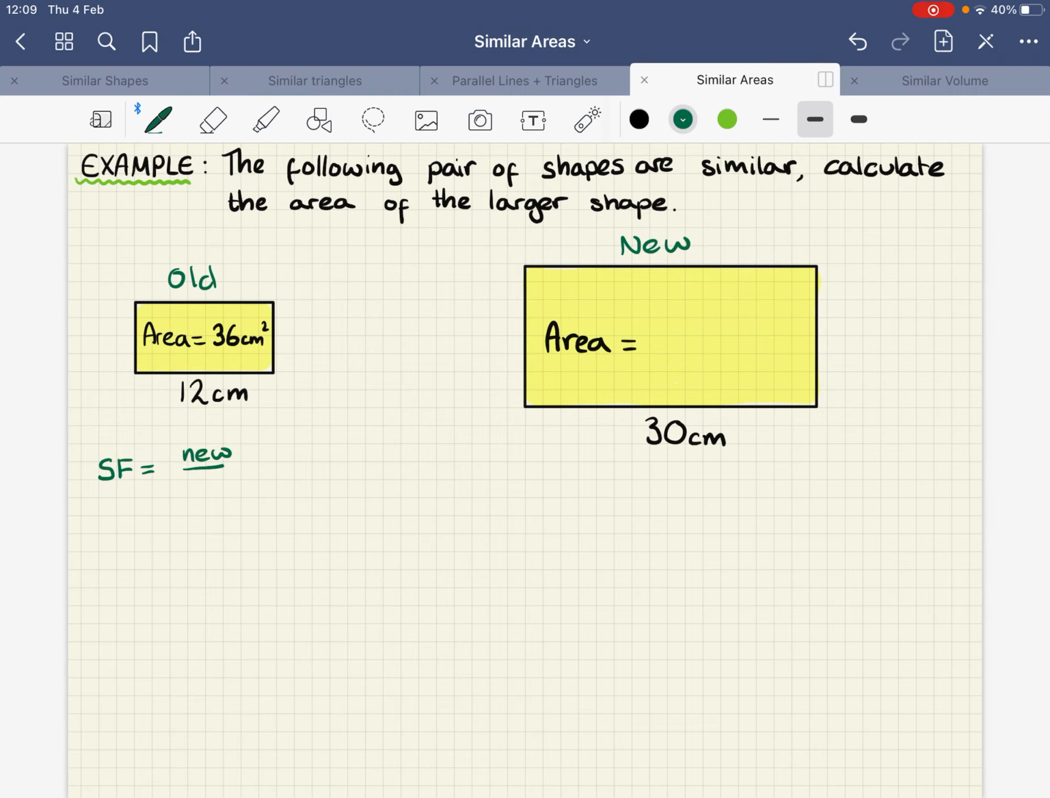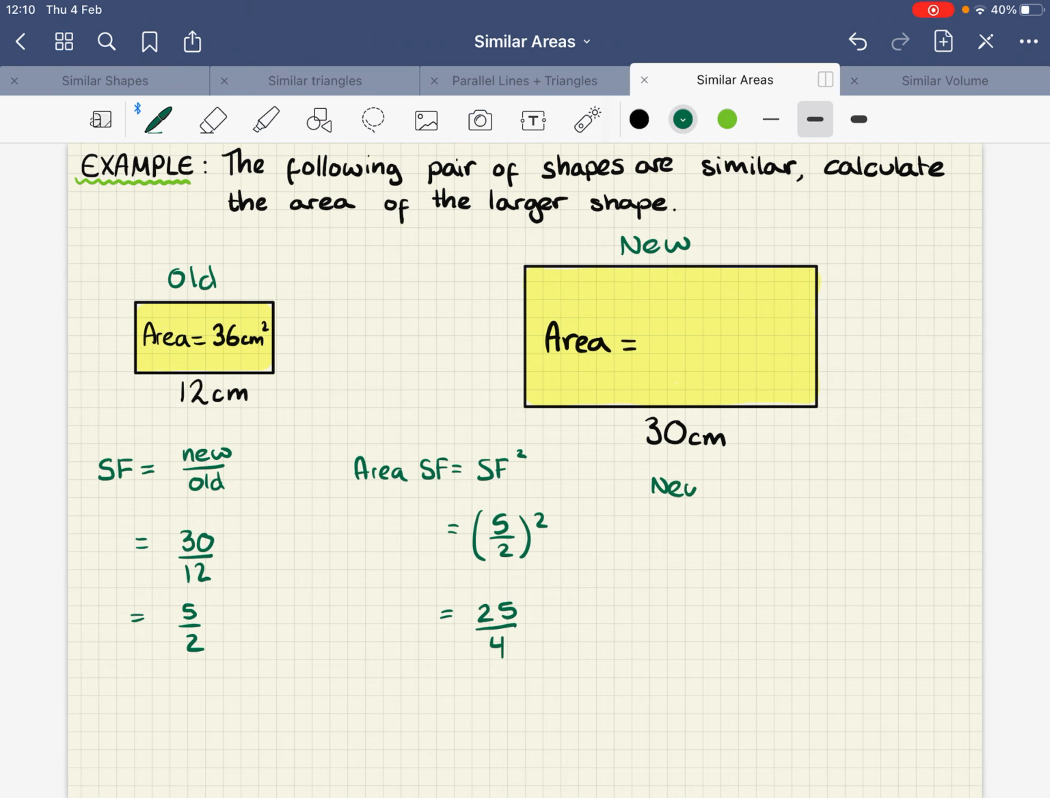So doing my new over old, that's going to be the 30 over 12, and that simplifies down to 5 over 2. So then my area scale factor, I'm going to take that scale factor and square it. So I'm doing 5 over 2 all squared. And that just comes out as 25 over 4.